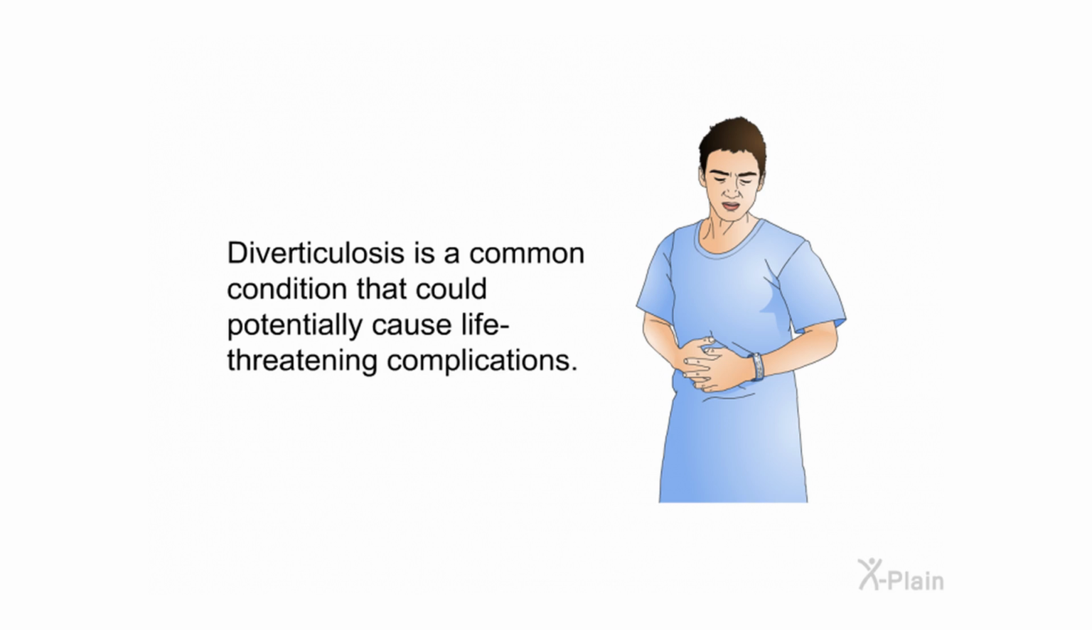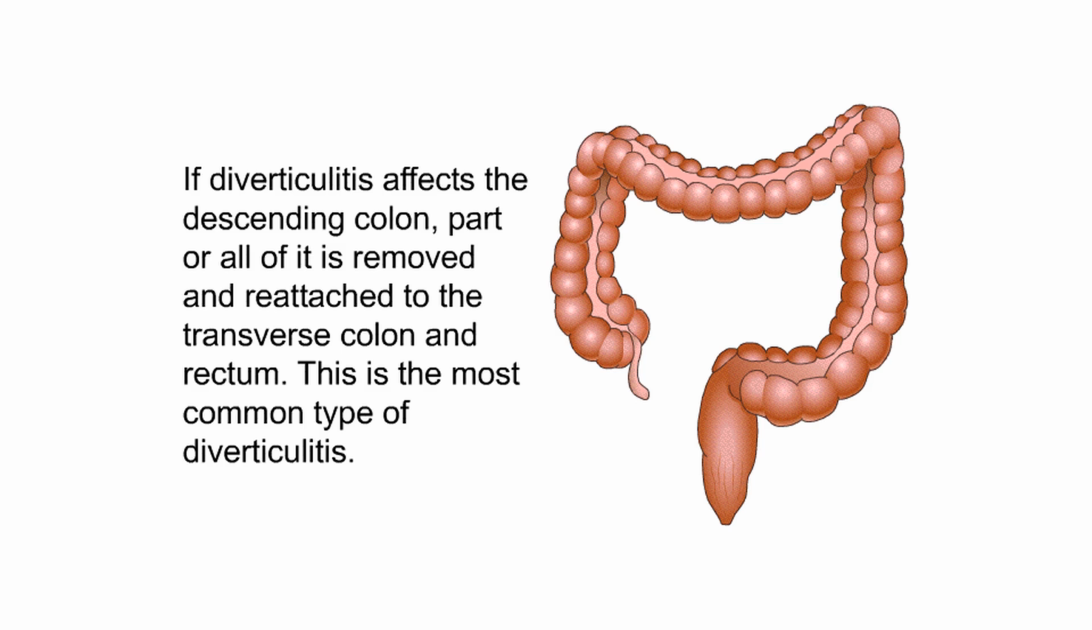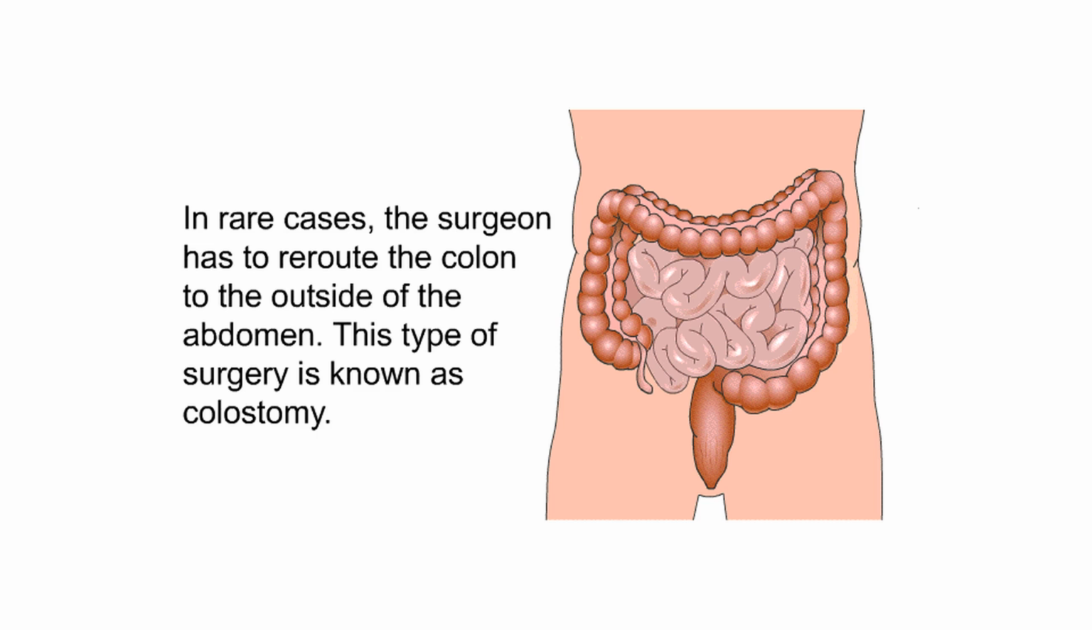Summary. Diverticulosis is a common condition that could potentially cause life-threatening complications. Healthcare providers may recommend surgery to treat diverticulitis, a complication of diverticulosis. If diverticulitis affects the descending colon, part or all of it is removed and reattached to the transverse colon and rectum. This is the most common type of diverticulitis. In rare cases, the surgeon has to reroute the colon to the outside of the abdomen. This type of surgery is known as colostomy.